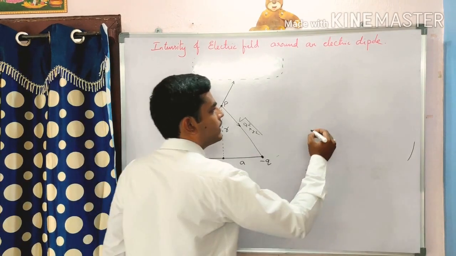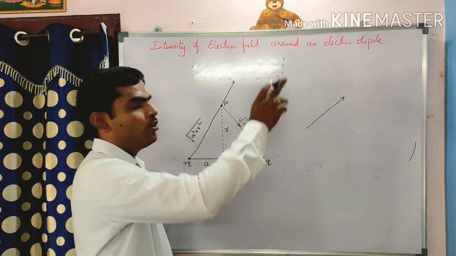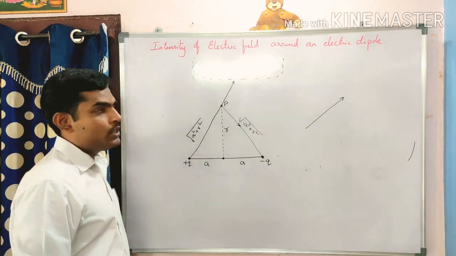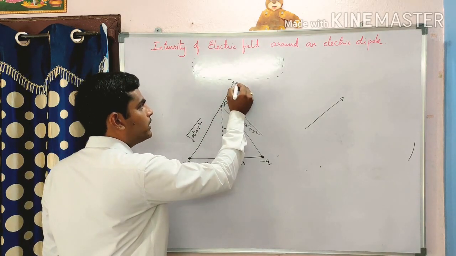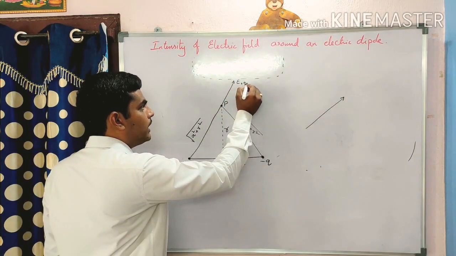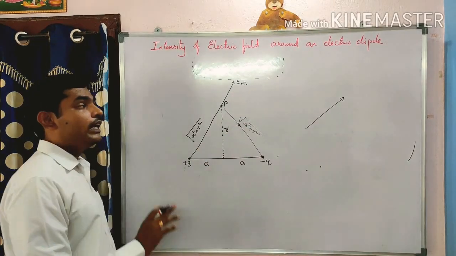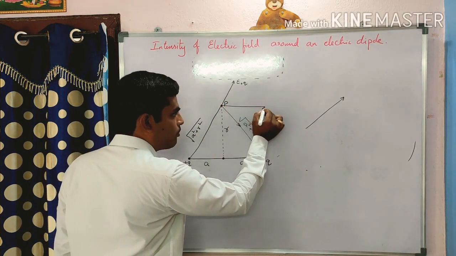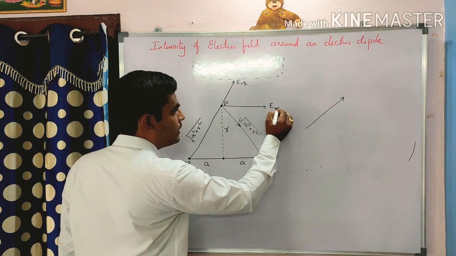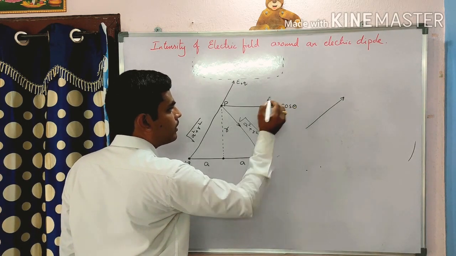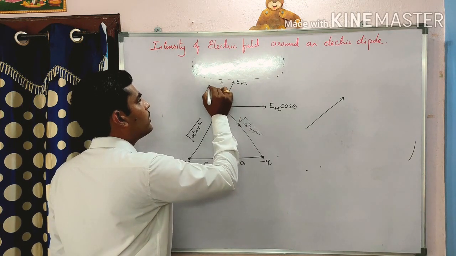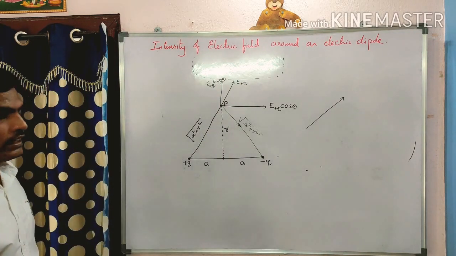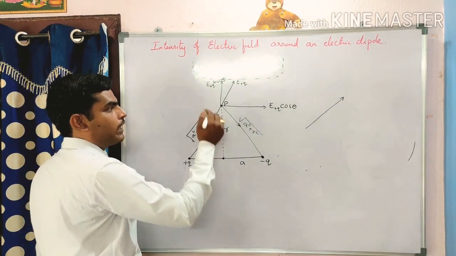Now see, it is diagonal. Whenever a diagonal component is there, we take its horizontal component as well as its vertical component. This is the effect due to the positive charge, and this is the electric field due to the negative charge. Its horizontal component is E plus Q cos theta, and its vertical component is E plus Q sin theta.